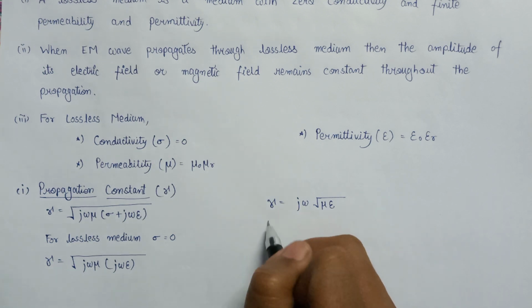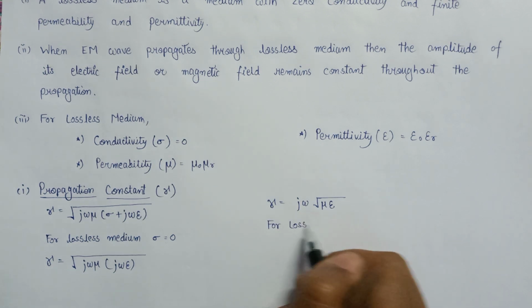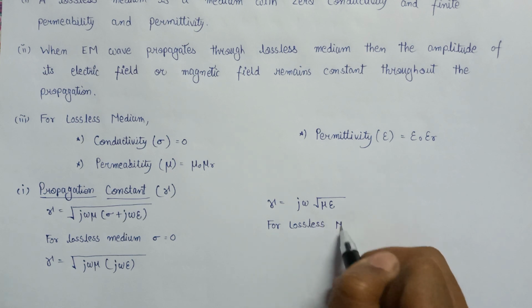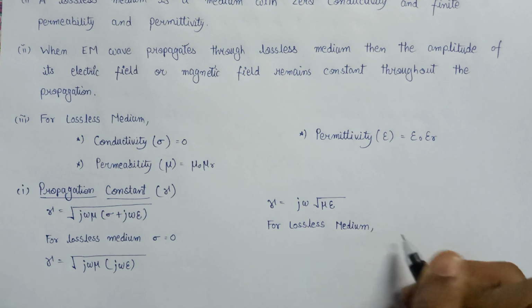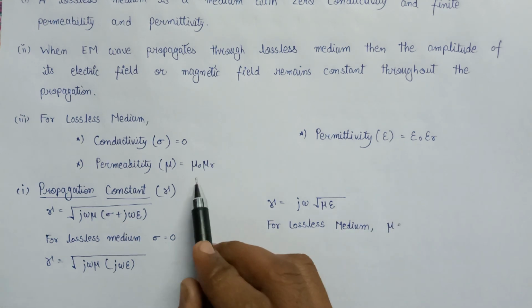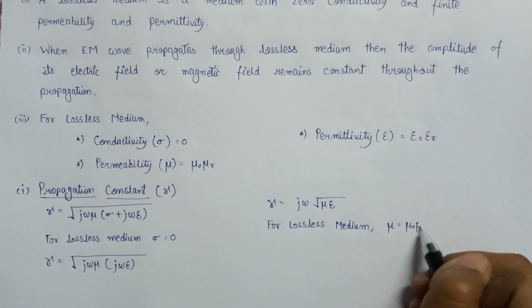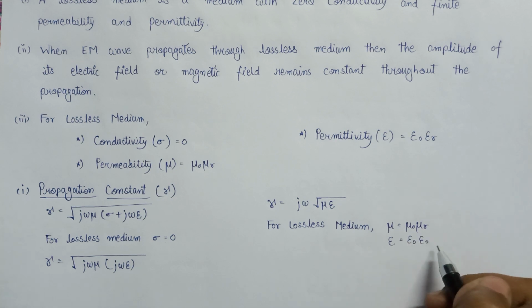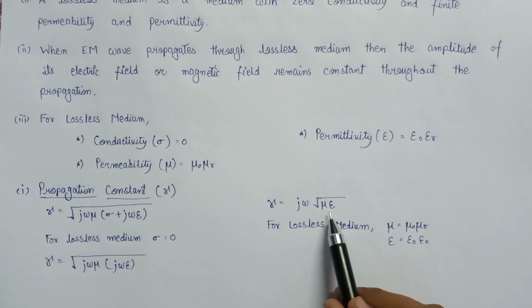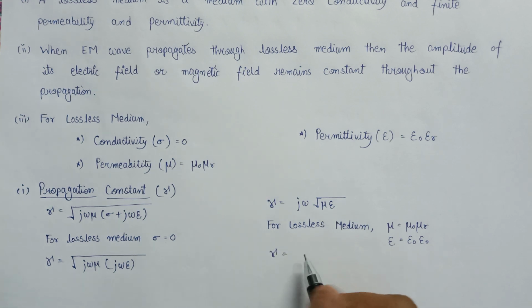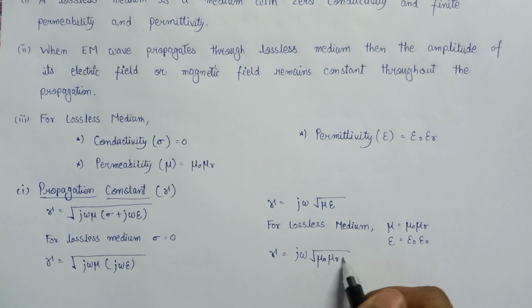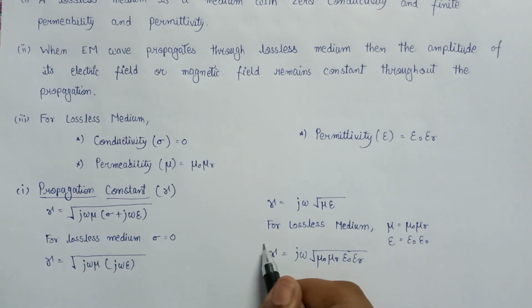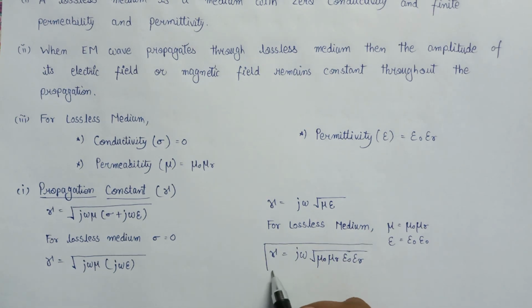Now for the lossless medium, the value of permeability is equal to mu zero mu r, and the value of permittivity, that is epsilon, is equal to epsilon zero epsilon r. On replacing the value of permittivity and permeability, we get gamma equal to j omega under the root mu 0 mu r epsilon 0 into epsilon r. This is the final expression, or the value, of the propagation constant for wave propagation in lossless medium.